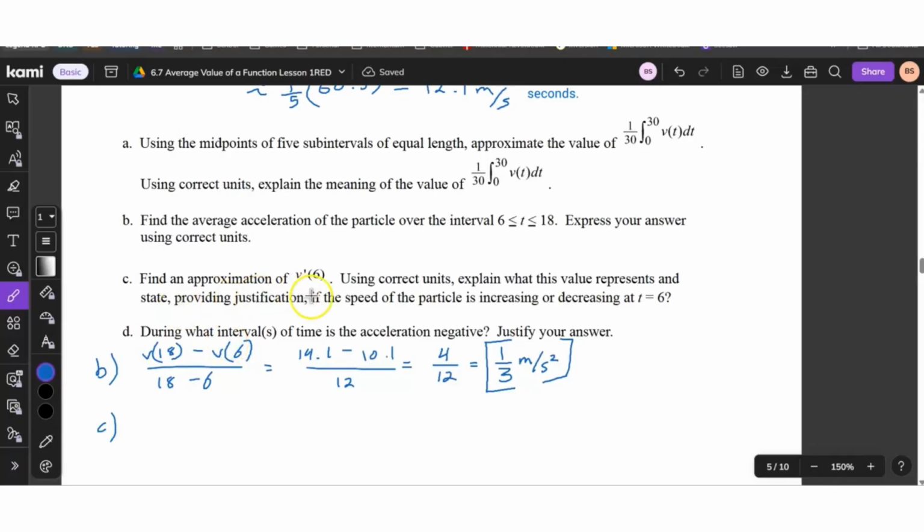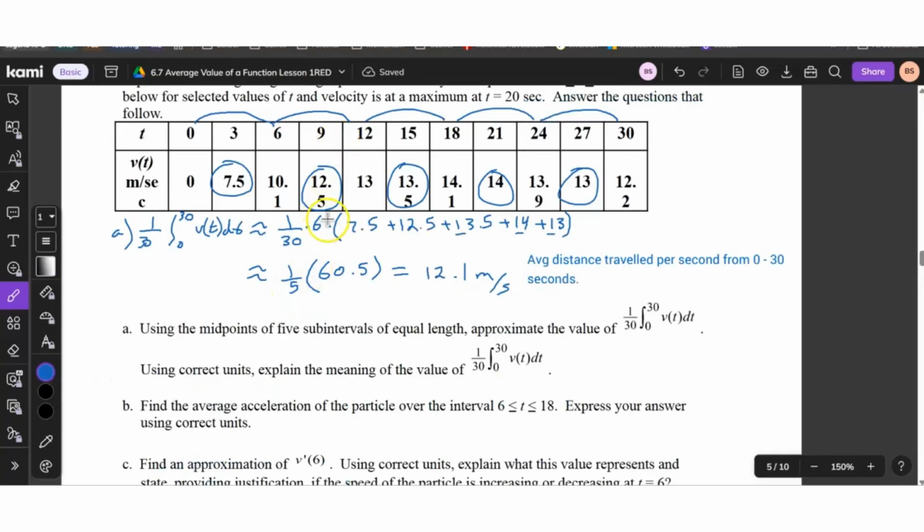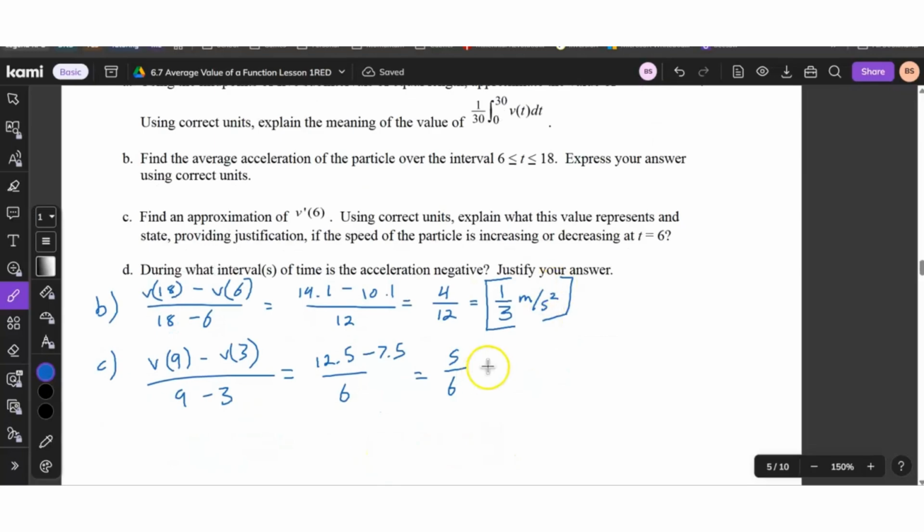All right. Find an approximation of v prime of 6. Using correct units, explain what this value represents and state, providing justification, if the speed of the particle is increasing or decreasing. Okay. So if I'm finding it at 6, I'm going to have to use the 2 points around it. So that would be v of 9 and v of 3 over 9 minus 3. 9 is 12.5, 3 is 7.5. So 12.5 minus 7.5 over 6, which is 5/6 meters per second squared.